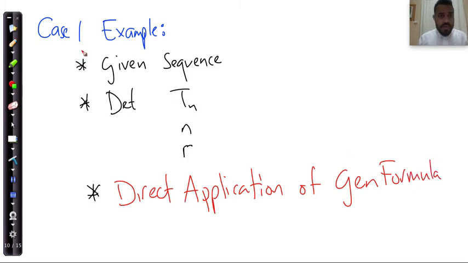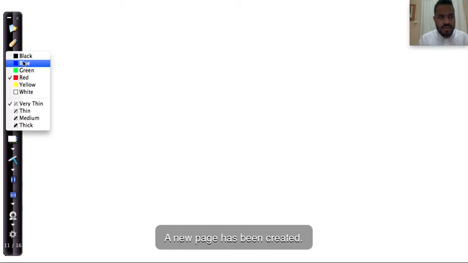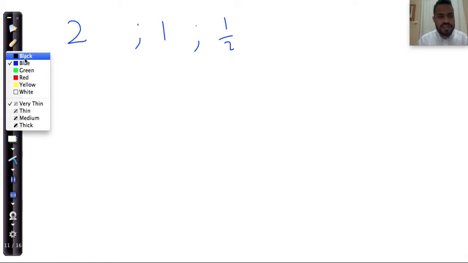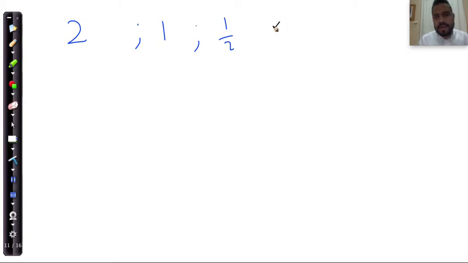Okay. So let's look at some key examples here. I'm going to start off with a question. I'm going to make the sequence 2, 1, and a half. So that's a sequence, the sequence is given. I'm going to pose a few questions here. The first question I'm going to ask you is to determine if it is an arithmetic progression or sequence, or a geometric progression or sequence. That's question number 1.